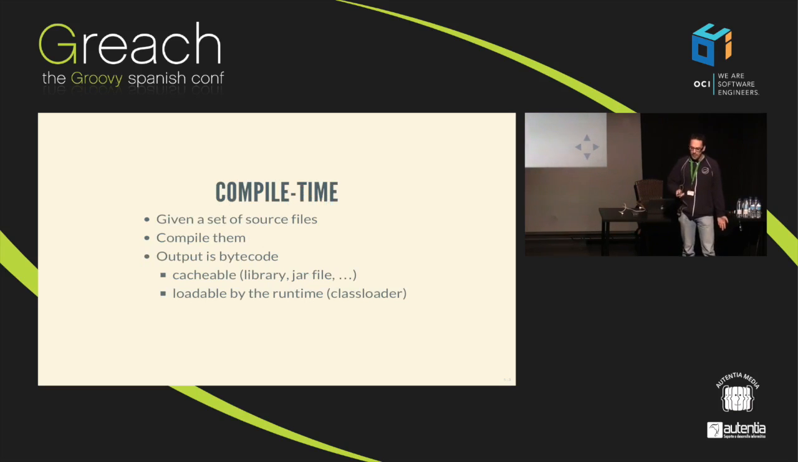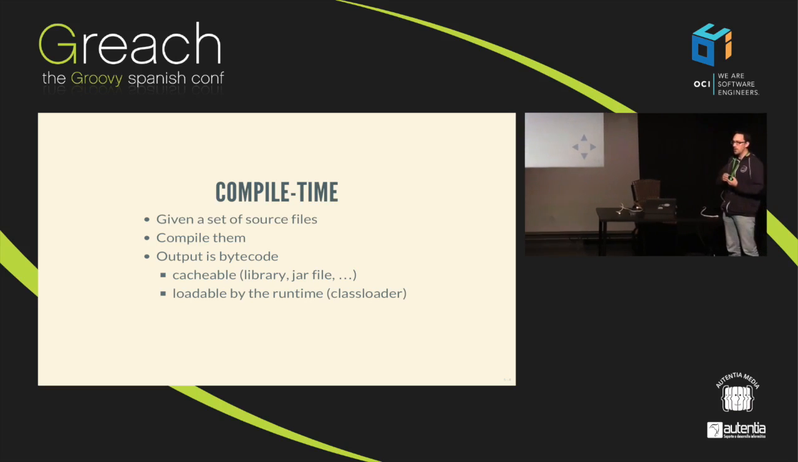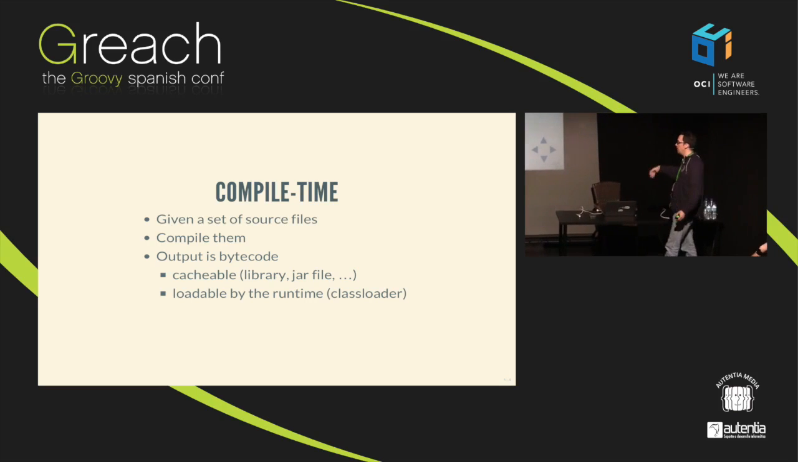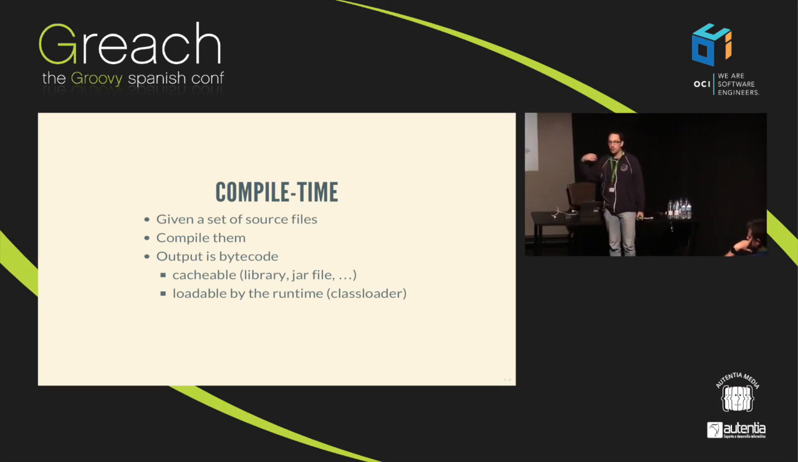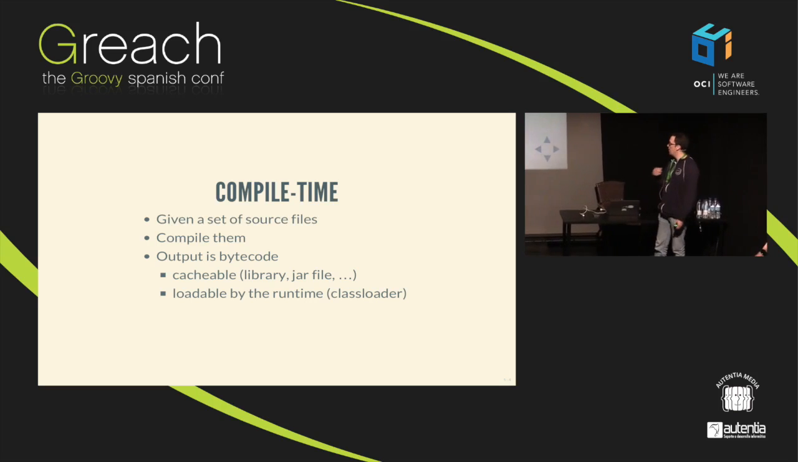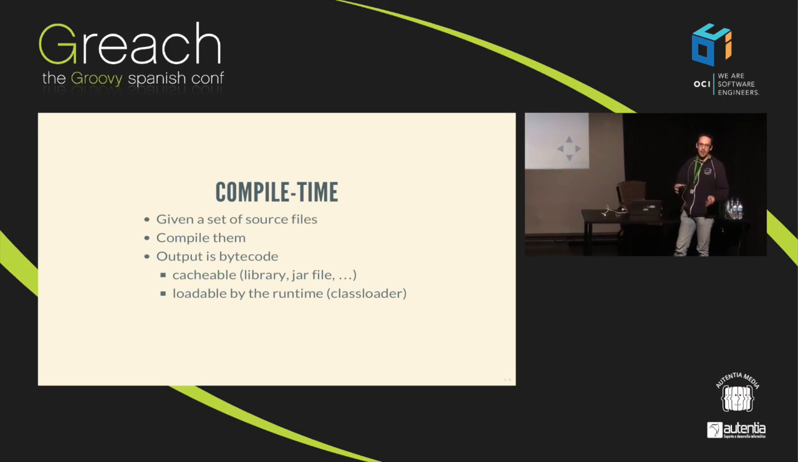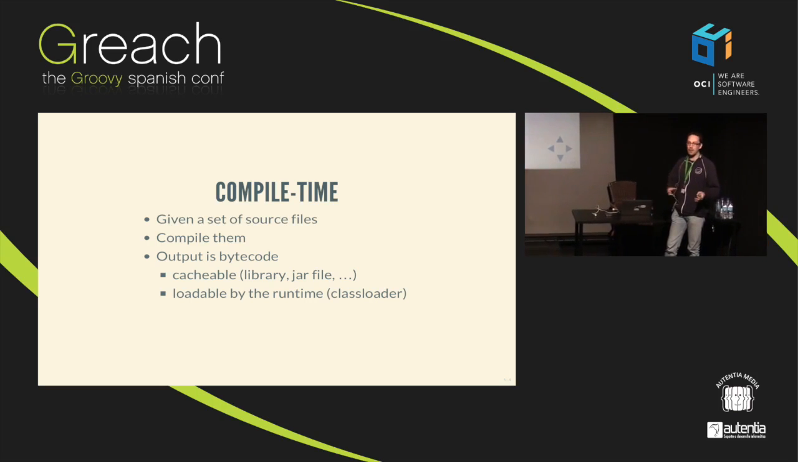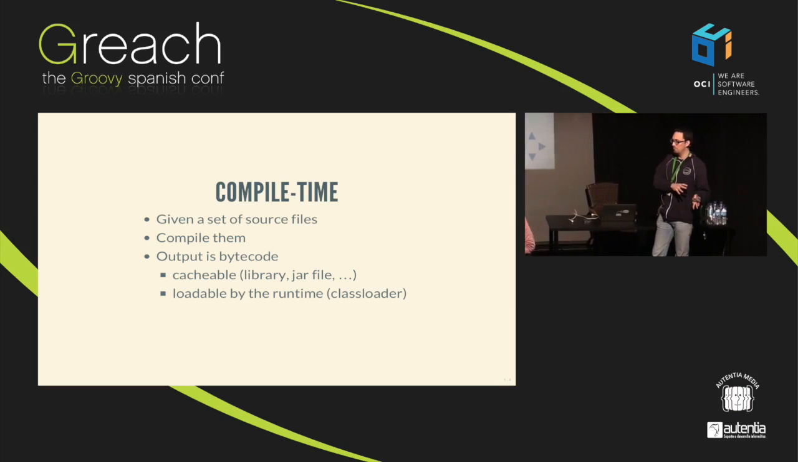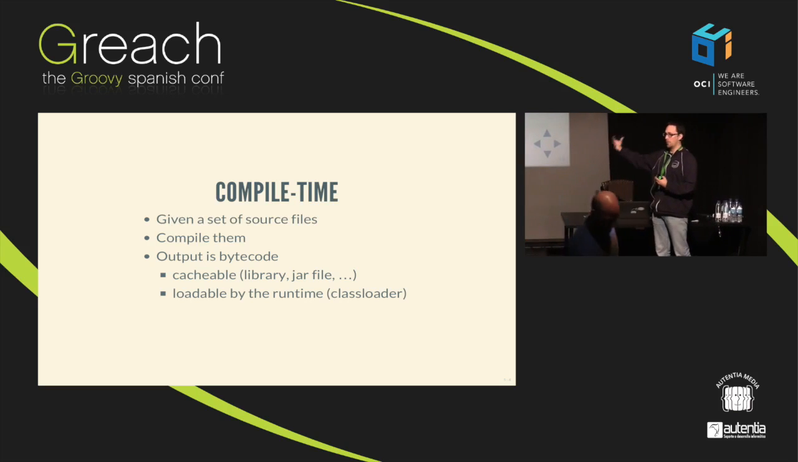Compile time means I have a set of source files. I'm going to compile them, and in the end, what I get is bytecode. That bytecode is just a stream of bytes. You can store that into a library, into a jar file, into class files. We don't care. It's compiled, it's there, and it's reusable. It's cacheable. So you've compiled it once, you can re-execute it multiple times. You don't have to recompile every time.